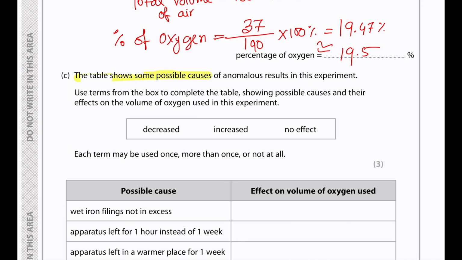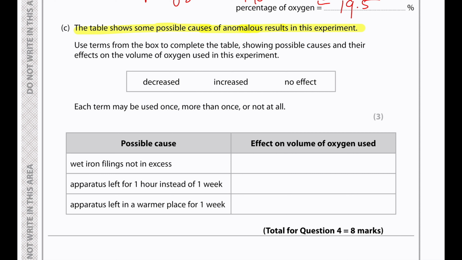The table shows some possible causes of anomalous result in this experiment. We have to use this particular term from the box: decreased, increased, and no effect. Each term can be used once, more than once, or not at all. So possible cause, wet iron filings not in excess. Effect on the volume of oxygen used. So definitely volume of oxygen will be decreasing, so decreased.